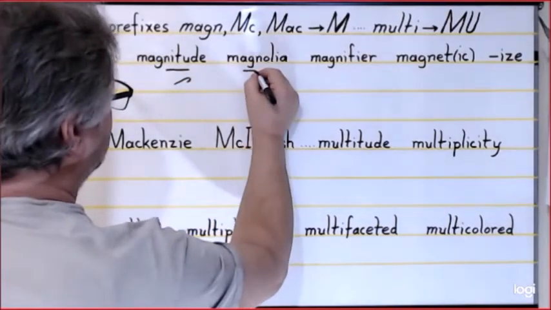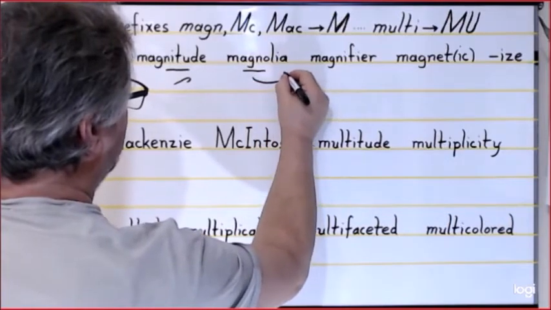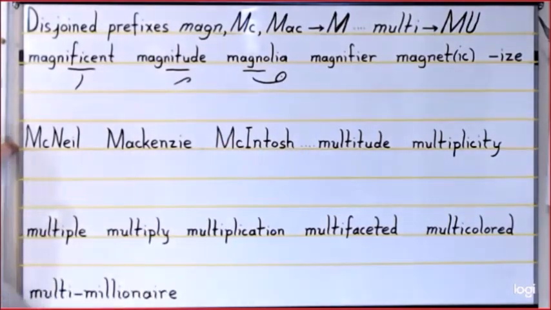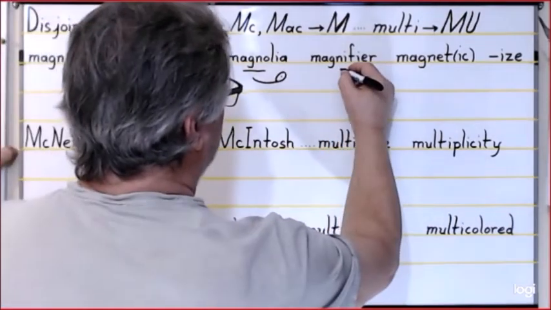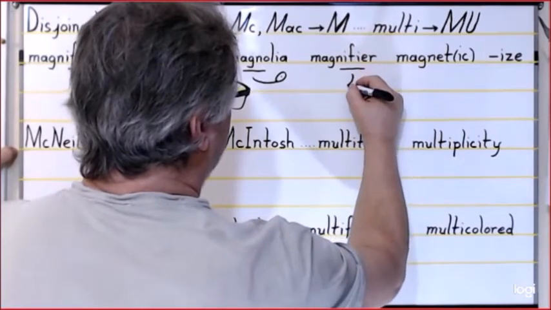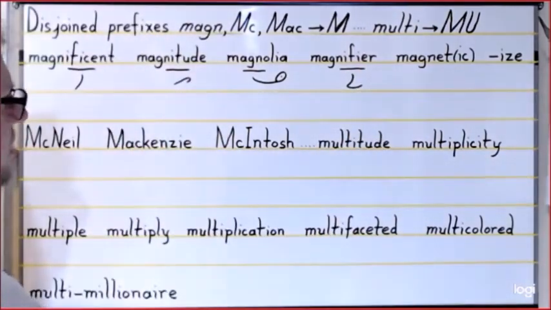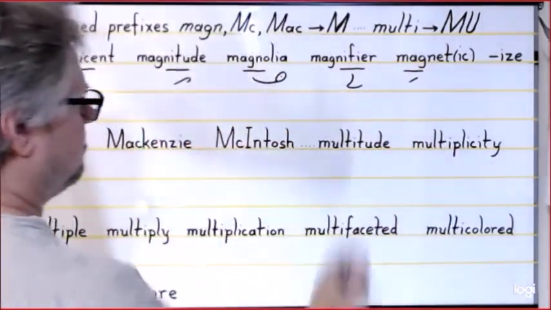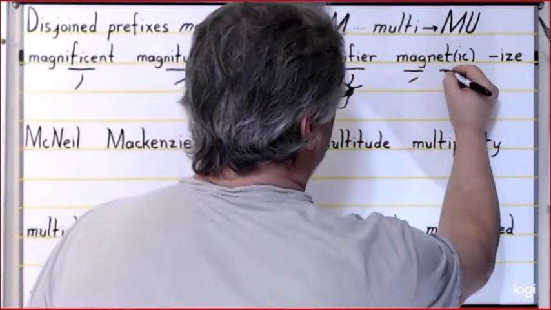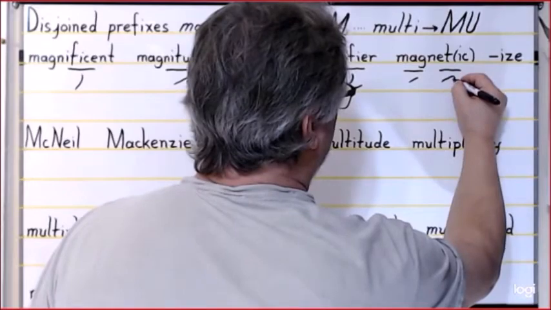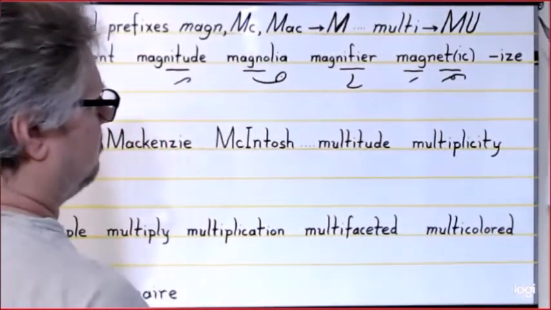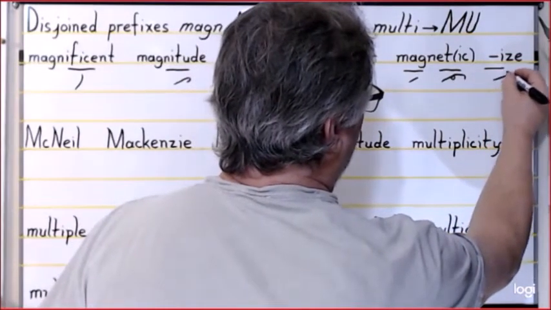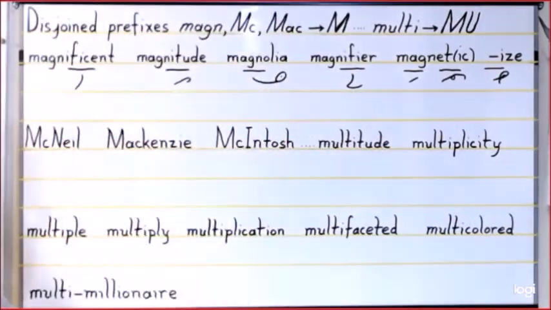Magnolia is an M, and then an L, A, and then with a dot in the middle for the E at the end. Magnifier is M, and then an F and an R below it. Magnet is M with a T below it. Magnetic is an M with a T, E, K. Magnetize is an M, then a T, a long I, and an S below that.